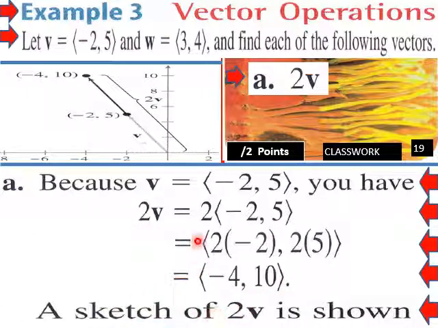A sketch of 2v is shown. So here is our initial, here would be v, negative 2 and 5 would be our endpoint, our terminal. And then when you multiply it out, it goes out here to negative 4, 10. So that would be 2v.